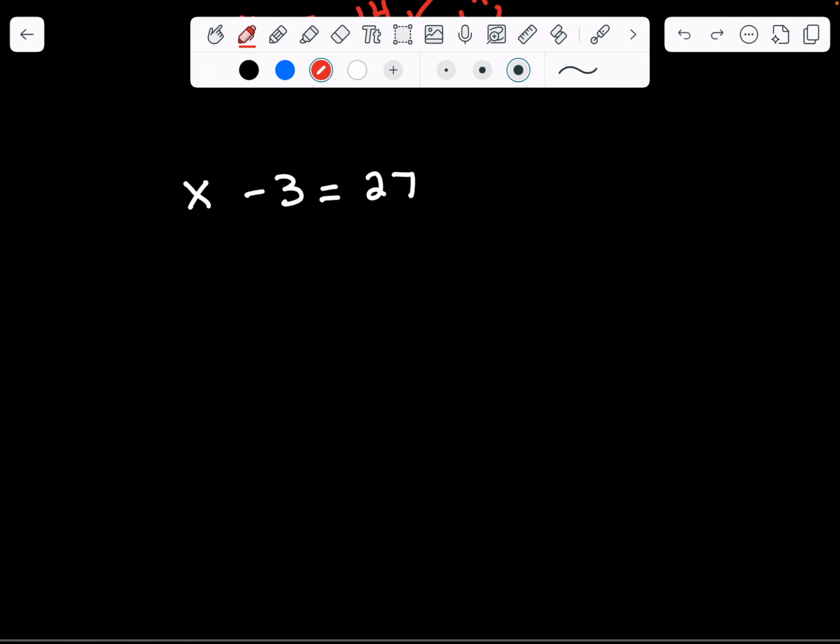So let's do it. We know this is a negative 3, so we're going to do the opposite, or the inverse operation. So we're going to add 3 to both sides, because what we do to one side, we must do to the other. Negative 3 plus 3 is 0, so I can cross those off. And I'm left with x is equal to 30.